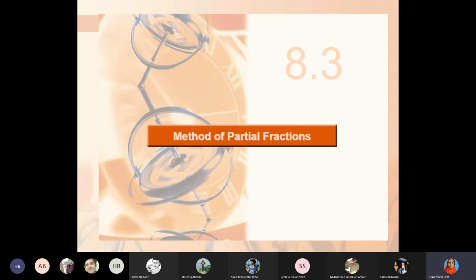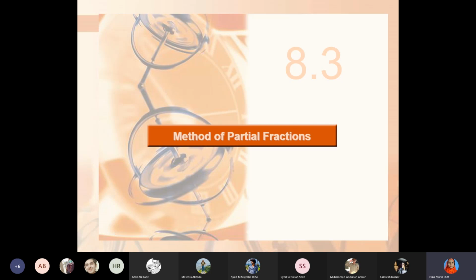So for the integration of the rational function, you have to use the method of partial fractions. That is, you have to break down, you have to decompose your rational function into simpler fractions. Those simpler fractions are called partial fractions. The first step is to convert the improper rational function into a proper rational function, if it is an improper fraction.